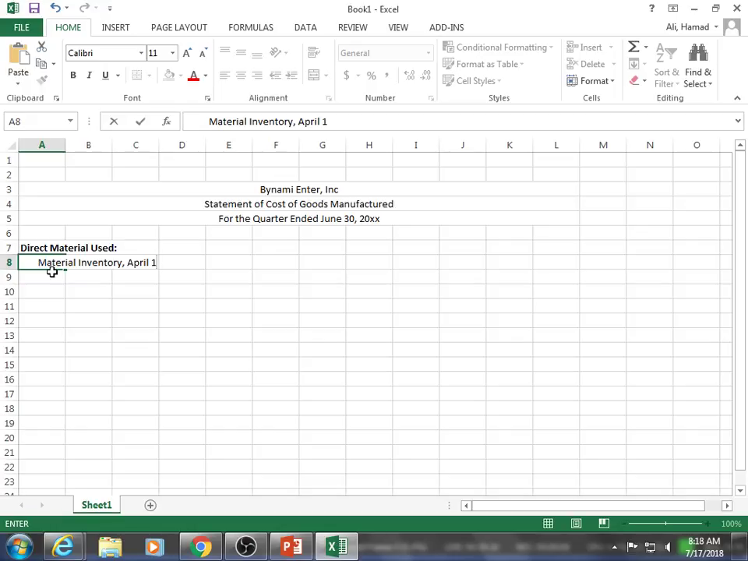Now remember, you're not going to have just beginning inventory and ending inventory. You're going to have periods, you're going to have times, maybe January and February. If it's a whole year, then you may have whenever the year started and the ending inventory when the year ended. So you've got to look at the date and say which one is beginning and which one is ending. In this case, April 1st is the first of the quarter, so that represents beginning inventory material.